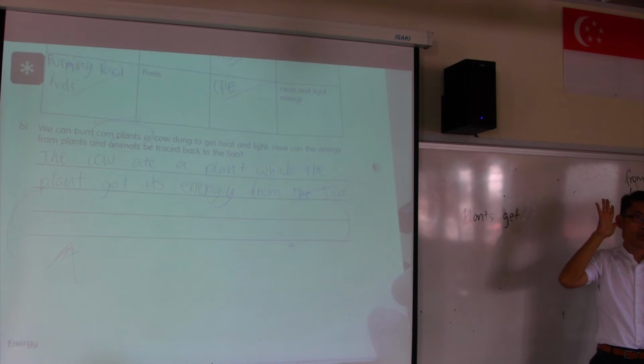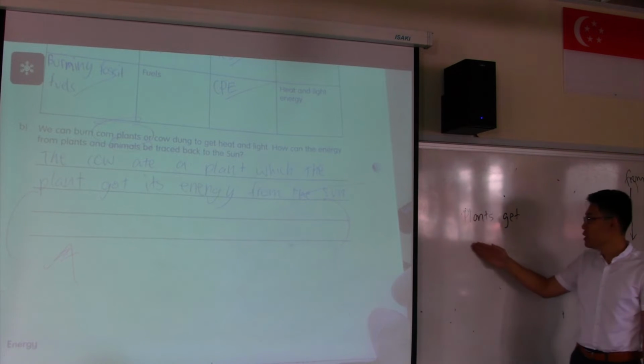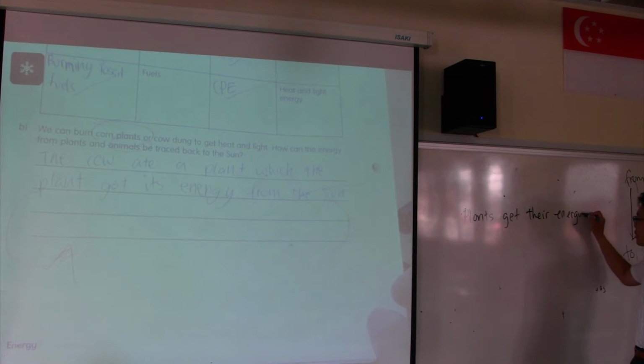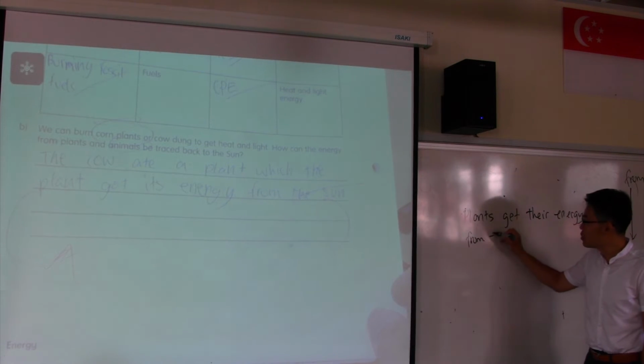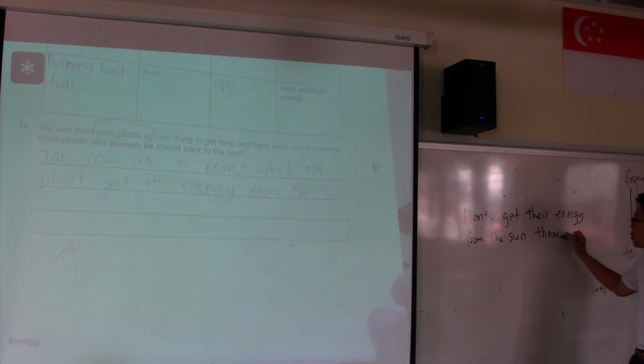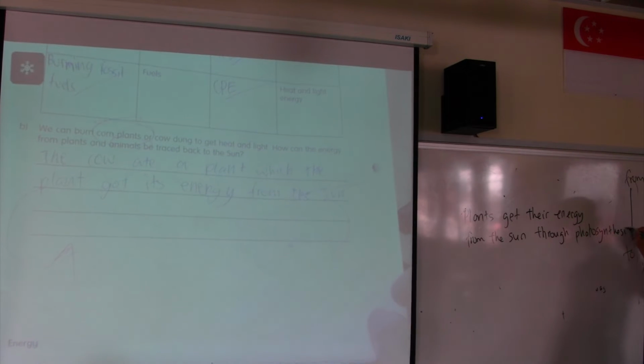Right, today is the 24th. Who's number 24? Right, Hafsa, can you fill in the blanks for me? Plants get their energy from the sun. Do you see anything else? Through photosynthesis. Excellent. Okay. Now, can someone add one more word to make his answer even more perfect than perfect? Yes?